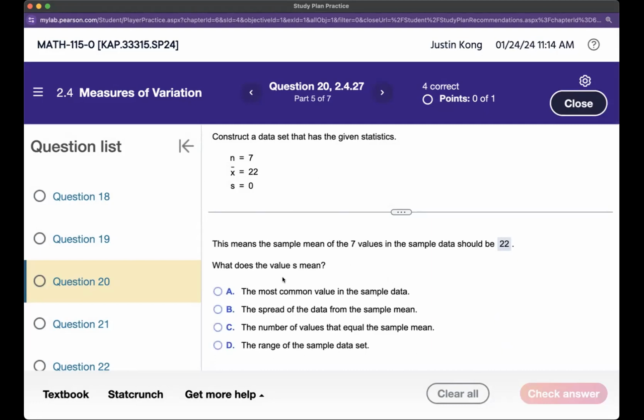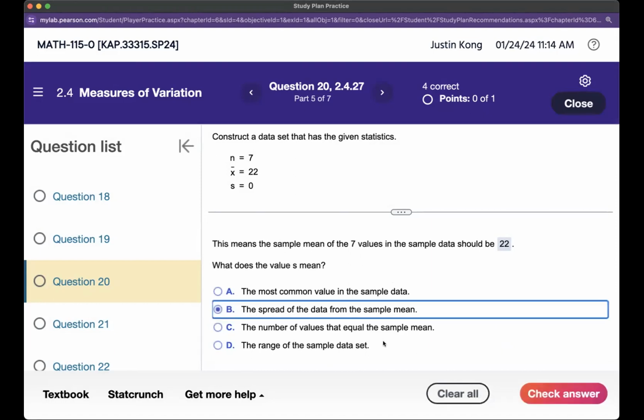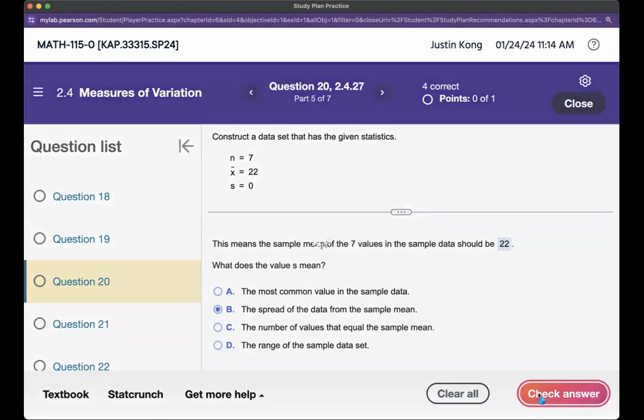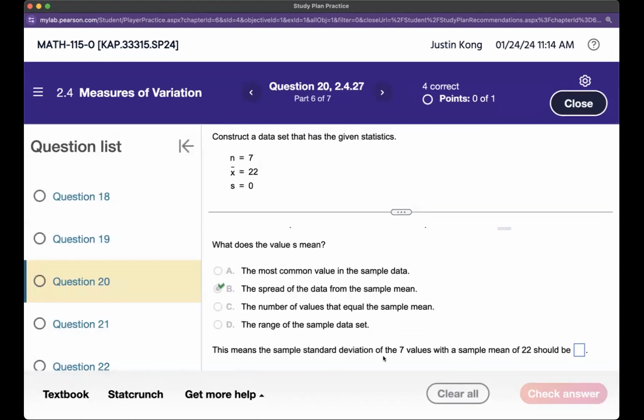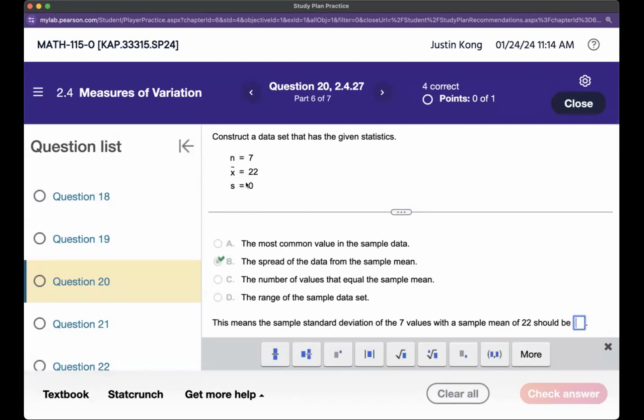Okay. What does the value S mean? S is the standard deviation, the spread of the data from the sample mean. Yeah. The spread, not the most common, not the number, not the range. This means with the sample standard deviation of 7 values, sample mean of 22 should be, you're saying sample standard deviation of 0, and already I see what's going to happen here.